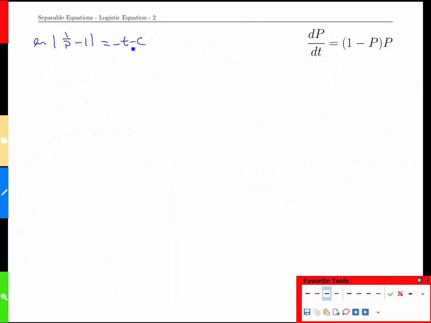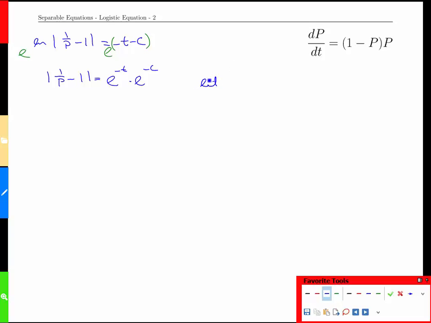With this expression, we want to isolate p. That means getting rid of the log or the ln. So we exponentiate both sides. e to the ln goes away. And on this side, we have e to the negative t times e to the negative c. We have our absolute values. We'd like to get rid of those.